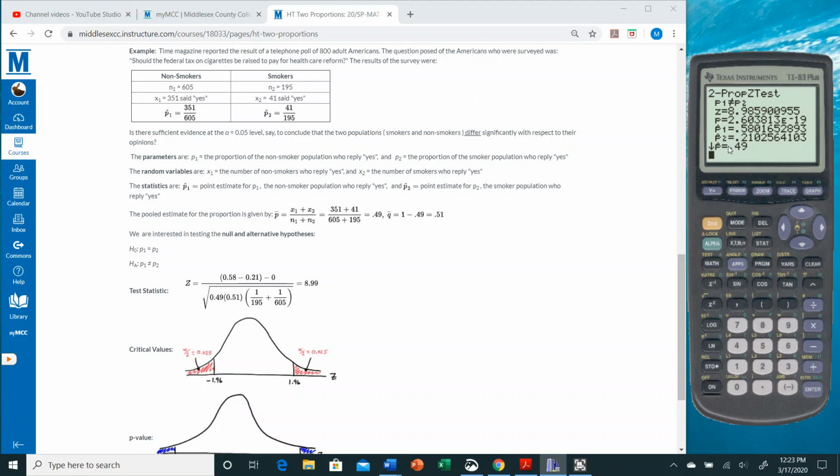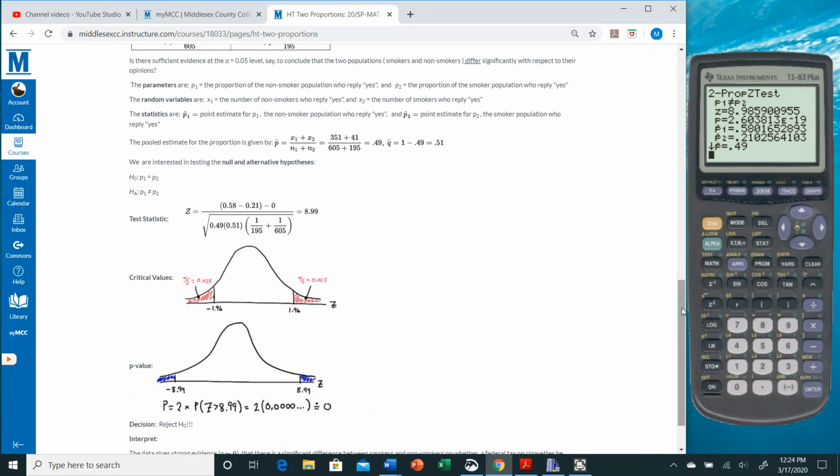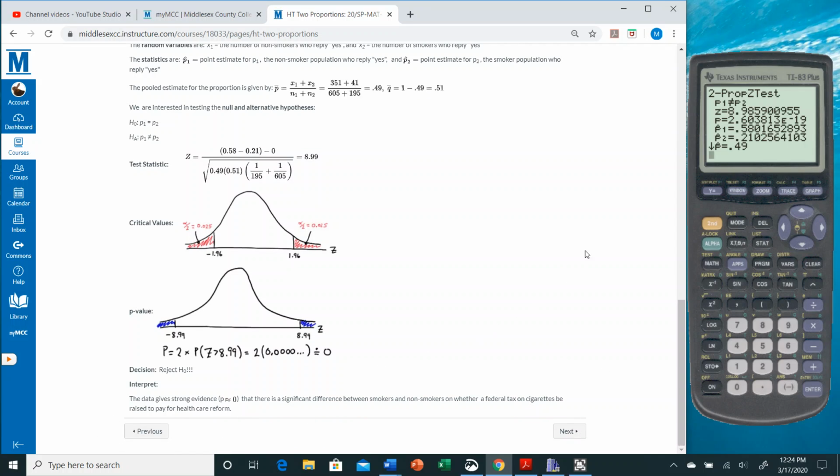p1 hat and p2 hat are the sample estimates for p1 and p2. Here are their point estimates, the sample estimates for the parameters. And this p hat is the pooled estimate for the proportion. So that's what we got here, the 0.49. But the point of this is to show you, A, how to do the test, and B, to distinguish between all these different values. The p-value for the test is this first p, and that is nearly 0, which was what we got here, indicating there was very strong evidence for the alternative hypothesis.